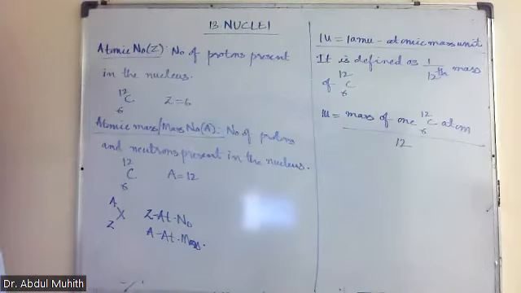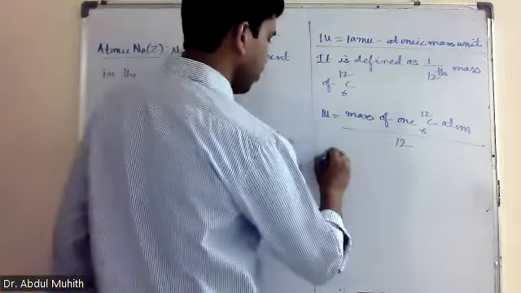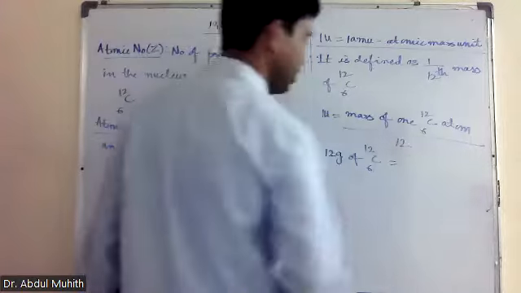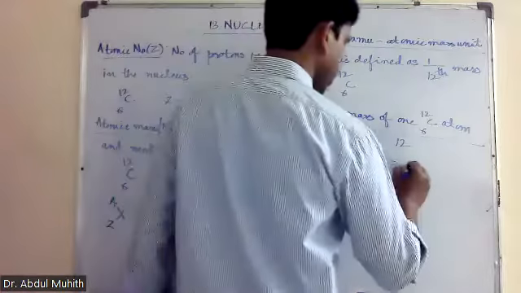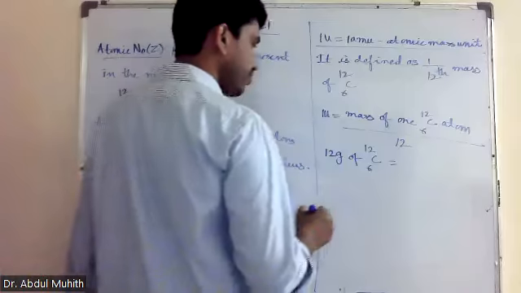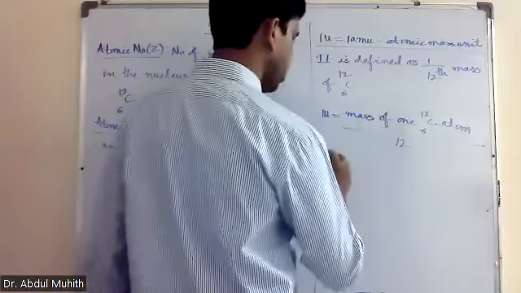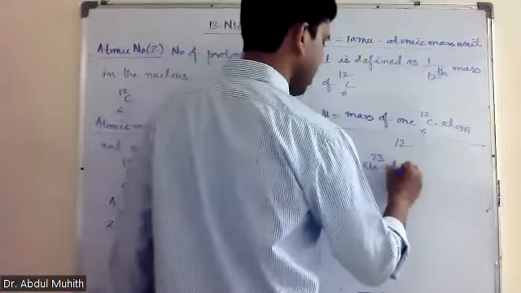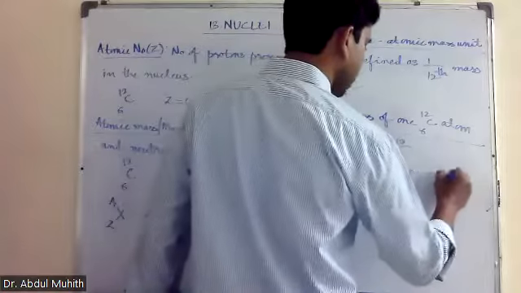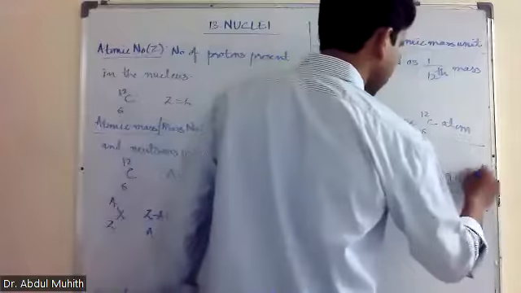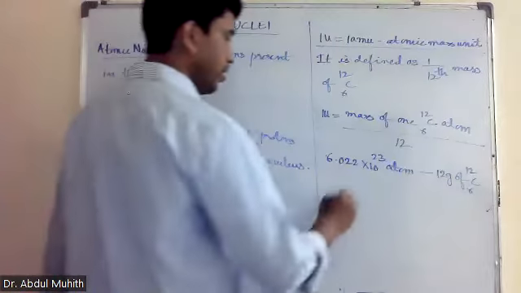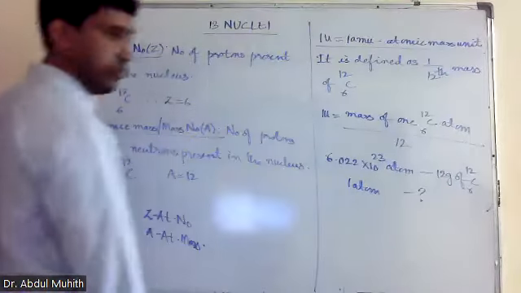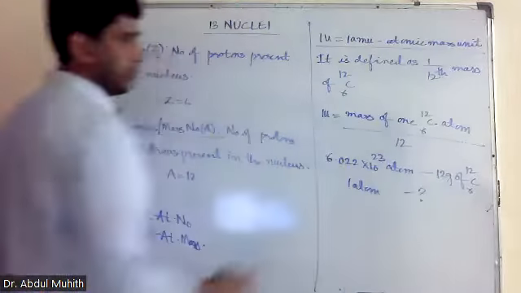So how do we calculate this one? See, if I am taking 12 grams of C612, how many atoms will be there? 6.022 into 10 raised to 23. Very good. So that means 6.022 into 10 to the power of 23 atoms will be there in 12 grams of C612, right? Then what is the mass of 1 atom? You will multiply this with this one divided by this one to get the value, is it not?